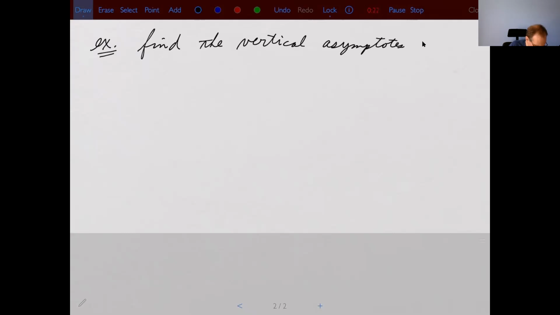Okay, so in this example, we want to find the vertical asymptotes again, but of a different rational function. So find the vertical asymptotes of this function. Say a of x is equal to x squared plus 2x minus 3 over x squared minus 1.